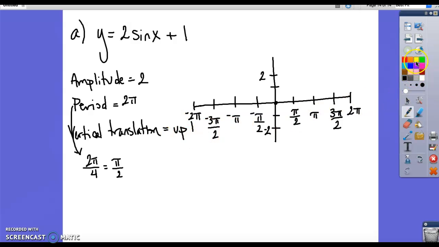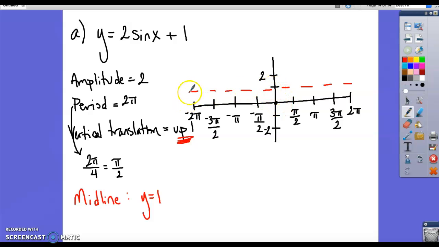Now, this is where things are going to get a little different. So far we've been going from the x-axis, but if we have a vertical translation of 1, that shifts everything up 1 unit, including the x-axis. So now we're not necessarily going from the x-axis anymore. We're going from the horizontal line that crosses the y-axis at 1. My x-axis technically gets shifted up 1 unit.